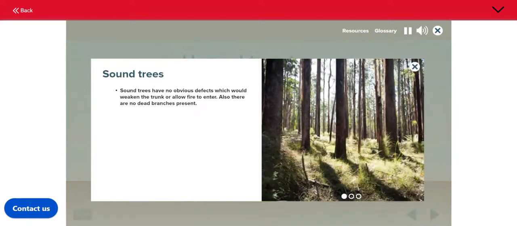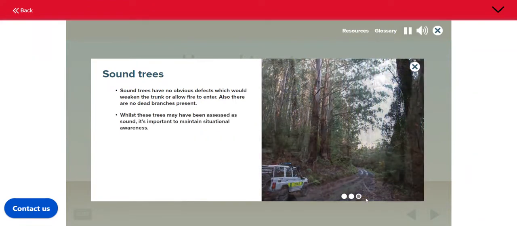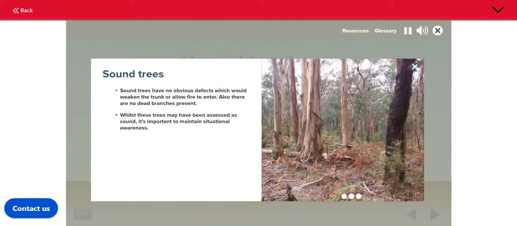Sound trees have no obvious defects which would weaken the trunk or allow fire to enter. Also, there are no dead branches present. Whilst these trees may have been assessed as sound, it's important to maintain situational awareness.